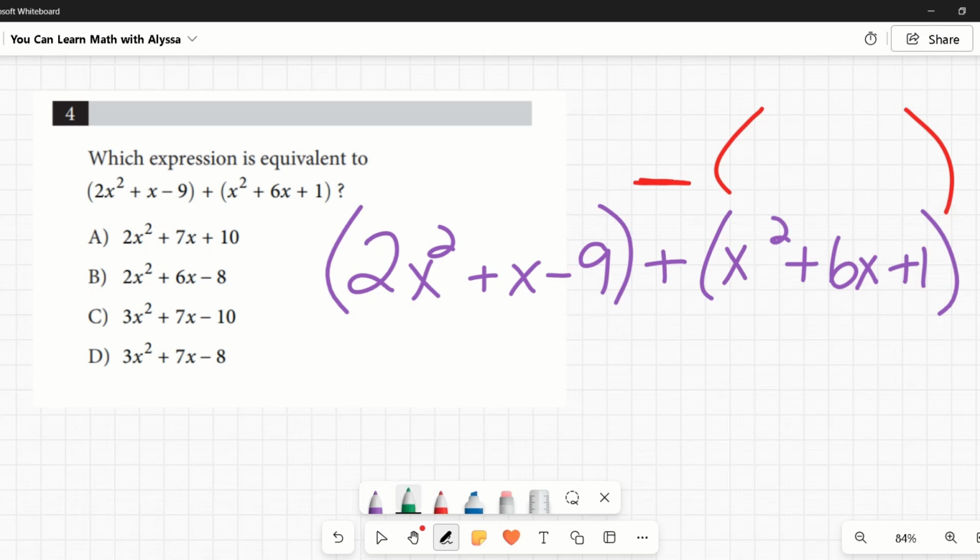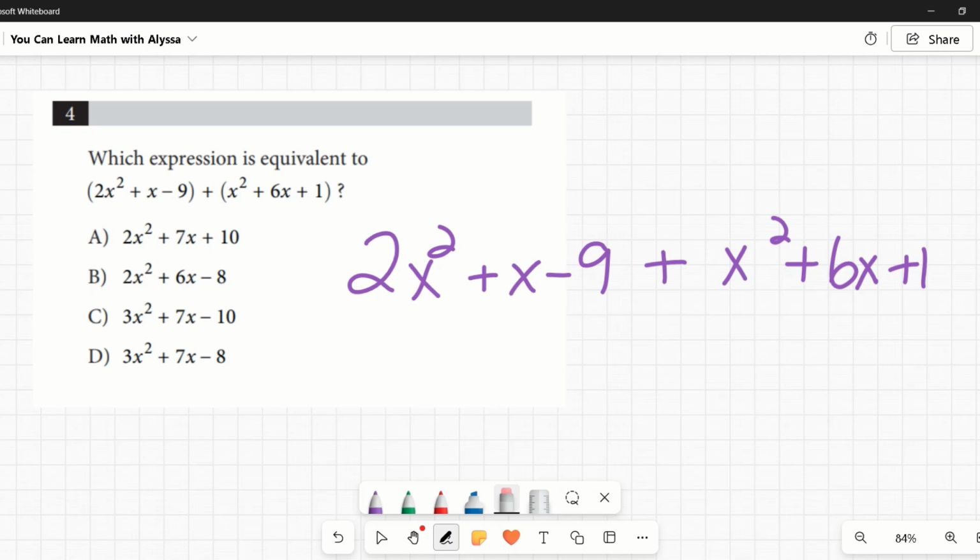In that case, my favorite thing to do is to change it to a plus and then change the sign of everything in here to its opposite. If it was a minus, make it a plus. If it was a plus, make it a minus. And then you get rid of the parentheses. This one, though, they're being nice. We don't have that. So we can just get rid of these parentheses. They do not matter. And we can just start combining like terms.